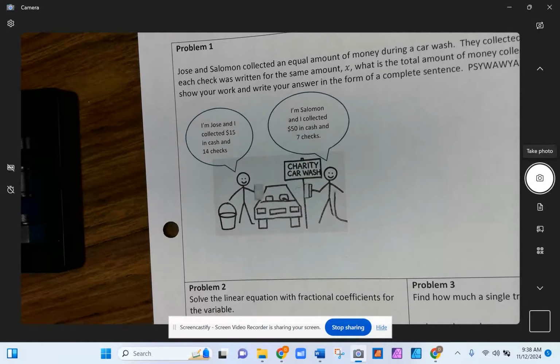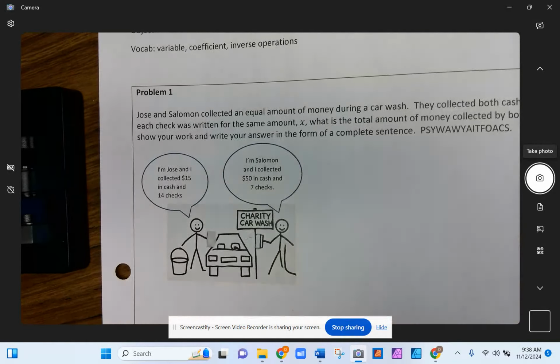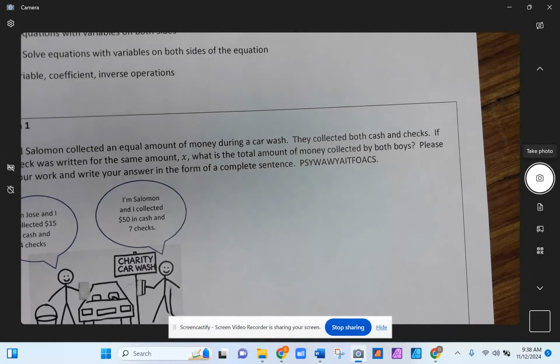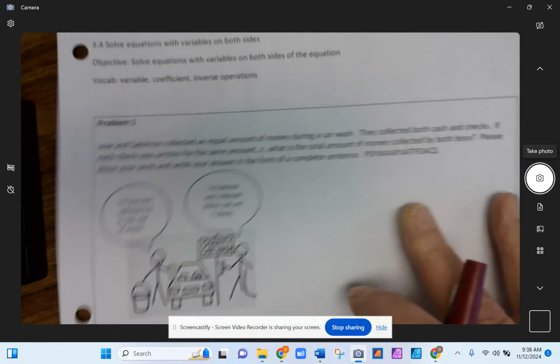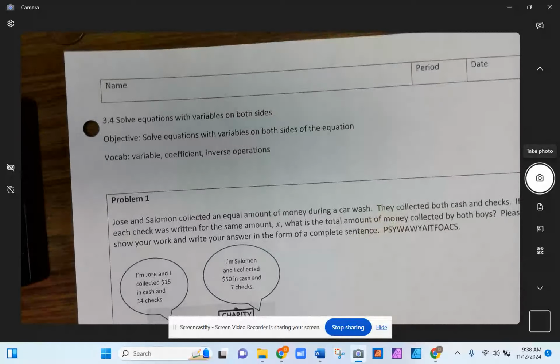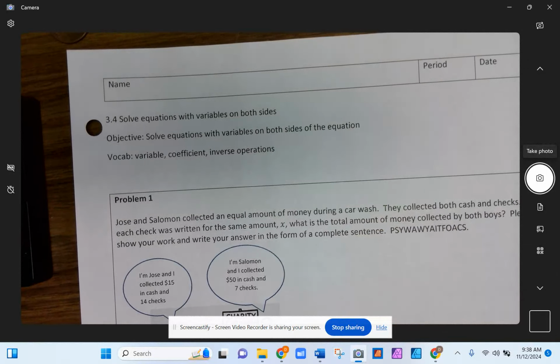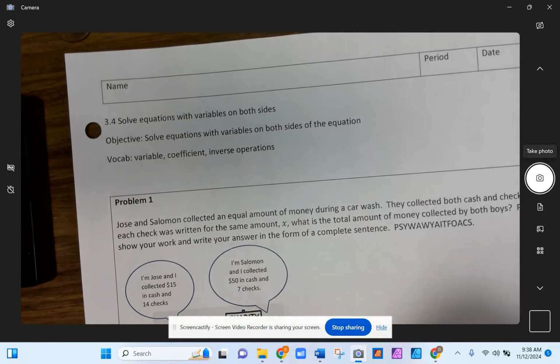What's up, guys? We're talking about solving equations with variables on both sides. Remember, we've done a lot of warm-ups based on this, so this is kind of like the formal lesson on it. Our objective is solving equations with variables on both sides of the equation.